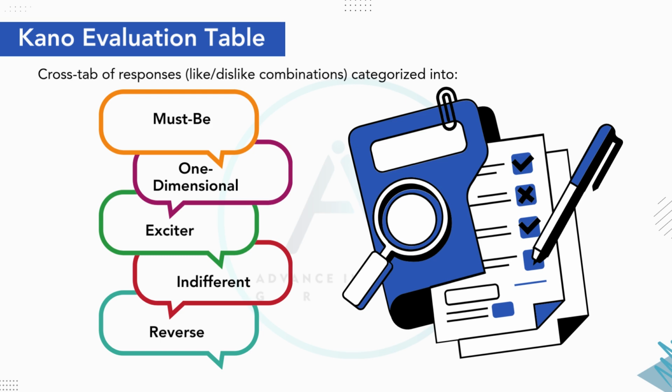2. One-dimensional. More of this feature leads to more satisfaction. Less of it leads to dissatisfaction. Performance-based. 3. Exciter, delighters. Features that surprise and delight customers when present, but customers don't miss them if they're absent. 4. Indifferent. These features don't really affect satisfaction, whether present or not. Reverse. Features that some customers dislike even when others like them. For example, autoplay videos or too much automation.